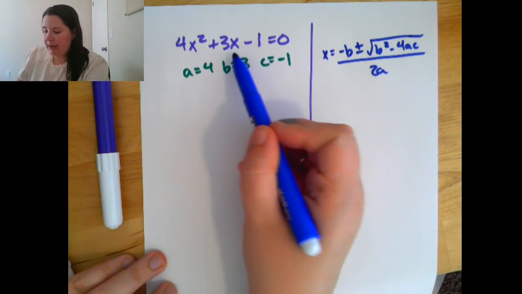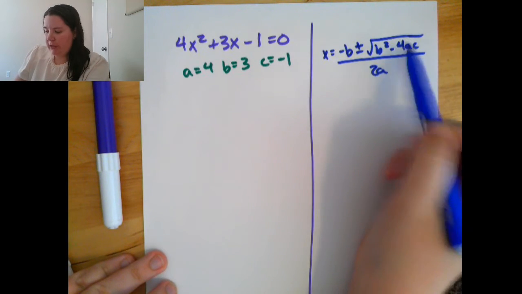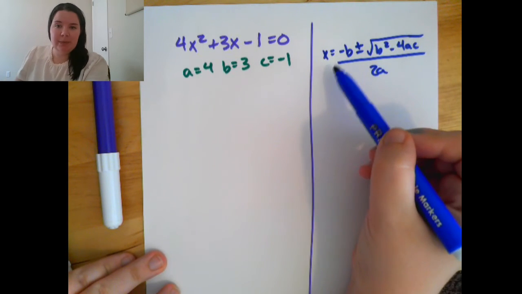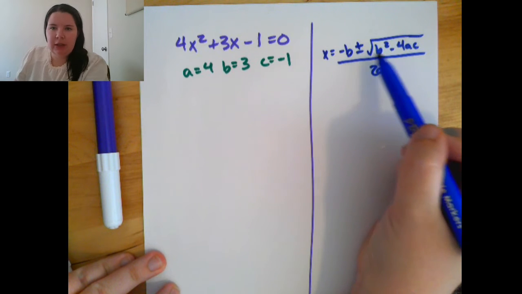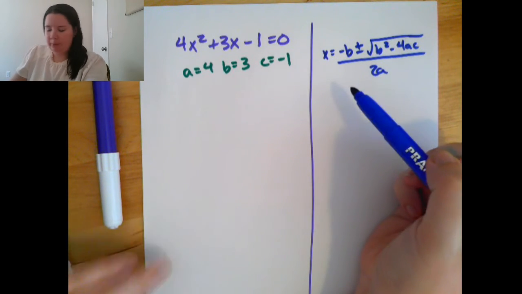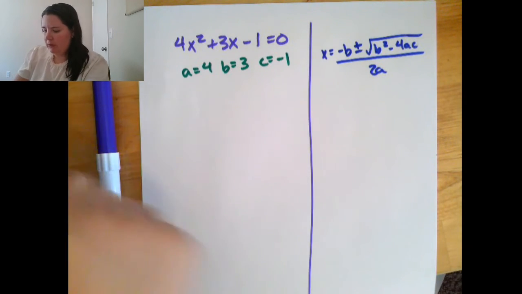So we're told to solve for x. That means we want to get x by itself. This equation is useful because it already has x by itself. We just need to plug in those numbers and work it out. So let's do that.